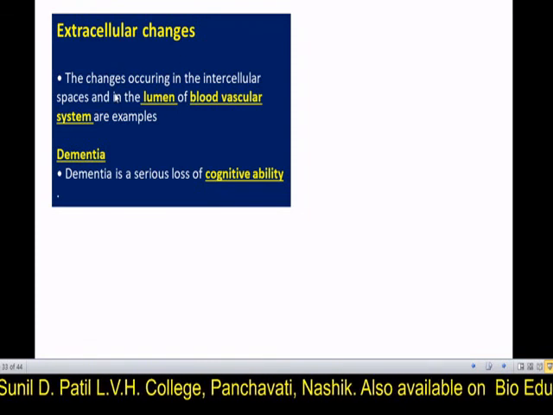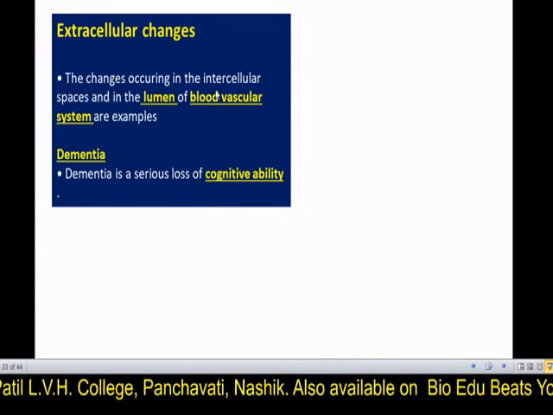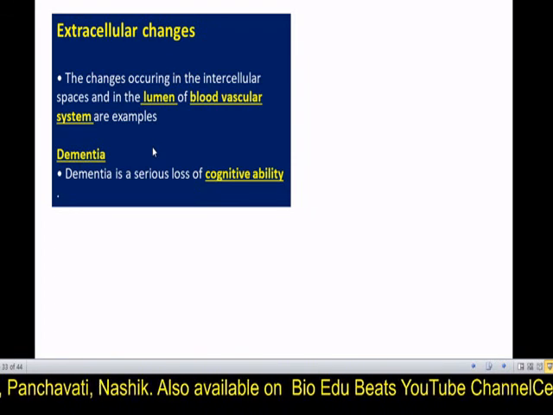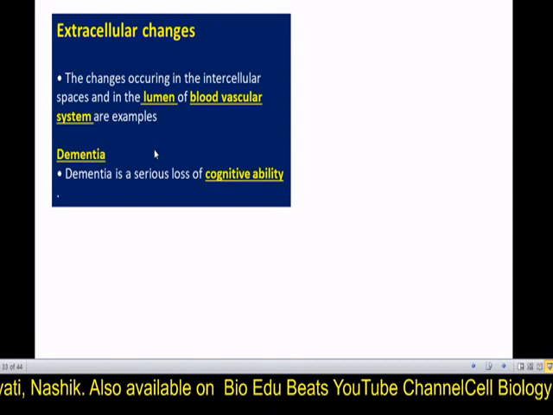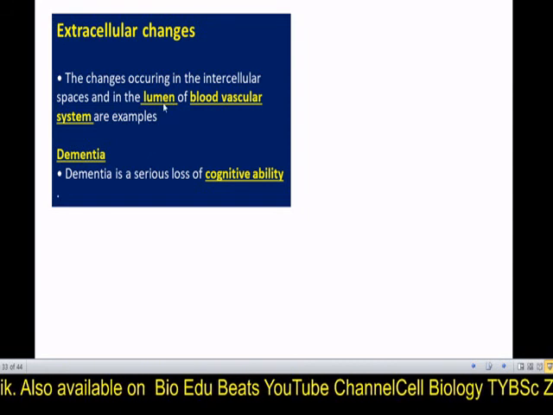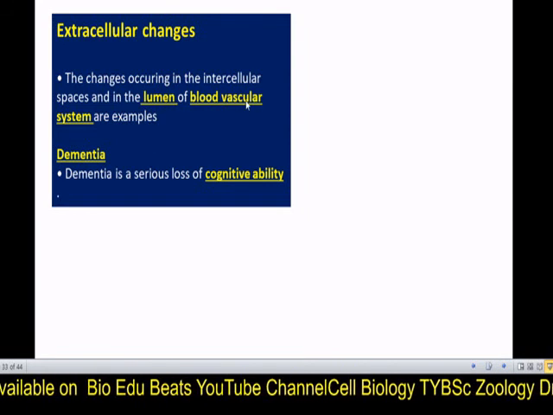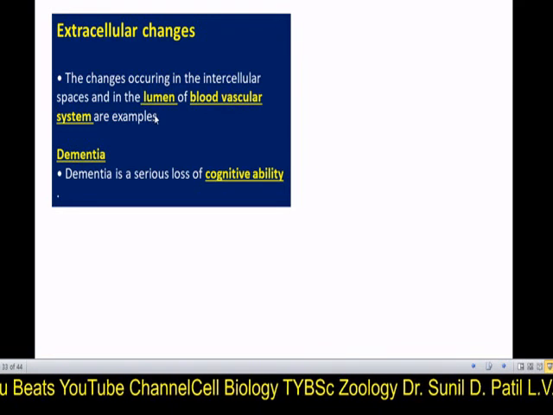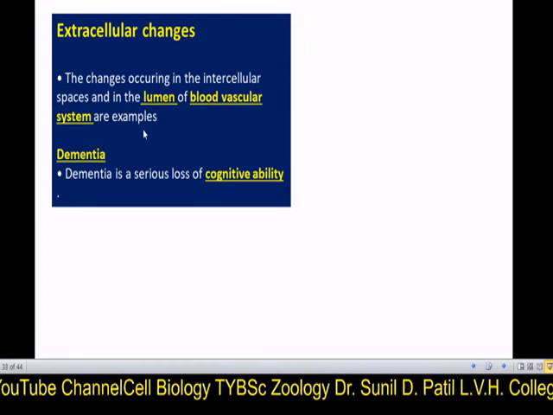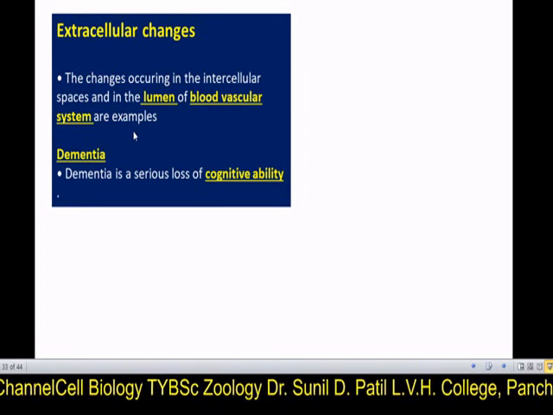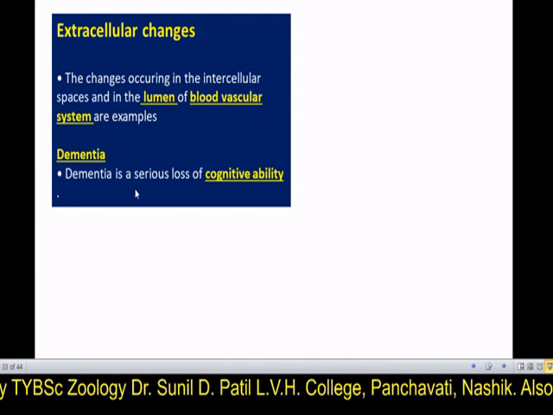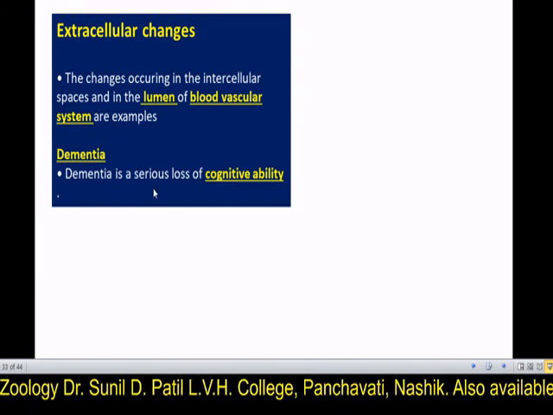Extracellular changes. Up to this we have studied the intracellular changes; now we are studying the changes outside the cell. The changes that occur in the intercellular spaces and in the lumen of the blood vascular system are called extracellular changes. Dementia is a serious loss of cognitive ability.